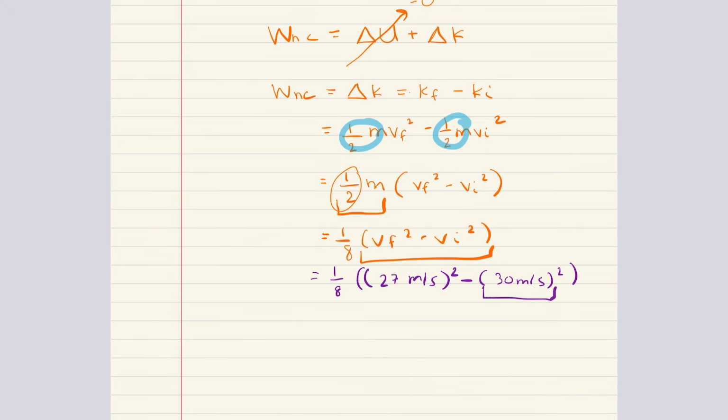Now let's focus on this 30 meters per second squared. This is easy. 30 times 30 is equal to 900. 3 times 3 is 9. And then we add in those 2 zeros. That's how we got 900. And remember that you also want to square your units. So don't forget that. This is going to be meters squared per second squared.